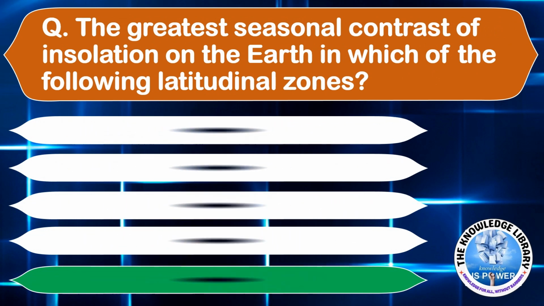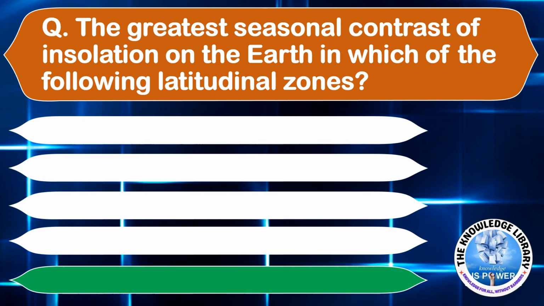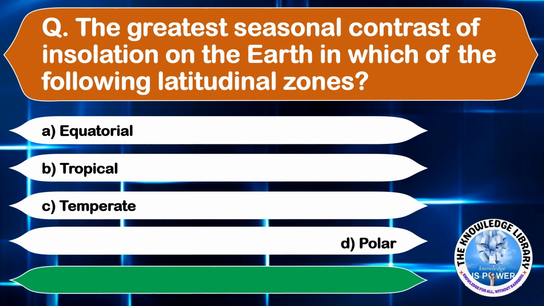The greatest seasonal contrast of insolation on the earth is in which of the following latitudinal zones? Option A, equatorial. Option B, tropical. Option C, temperate. And option D, polar. So the correct answer of this question will be option D, polar. Moving on to the next question.